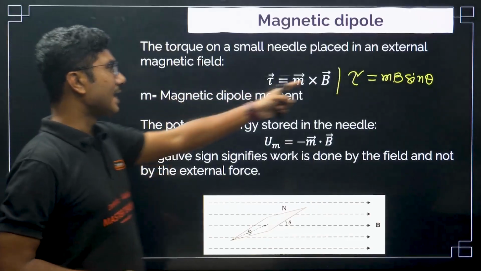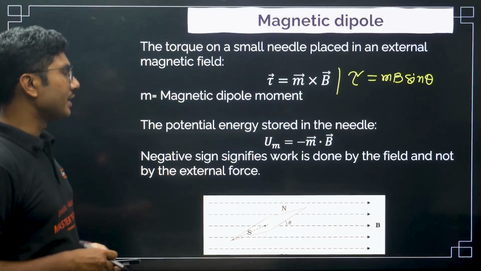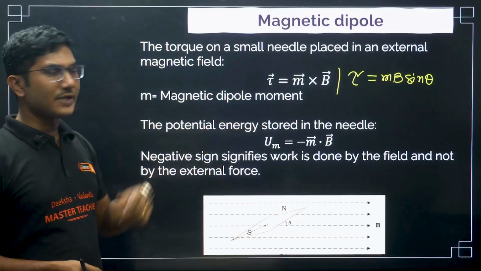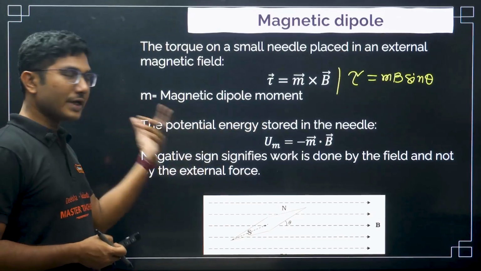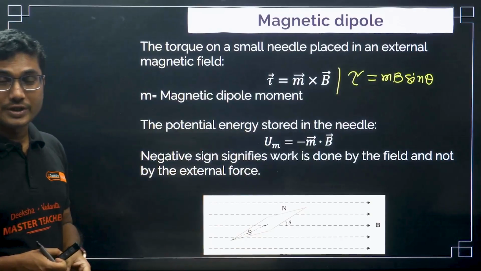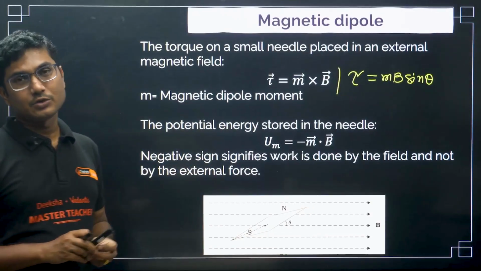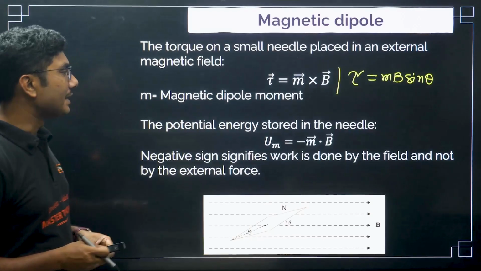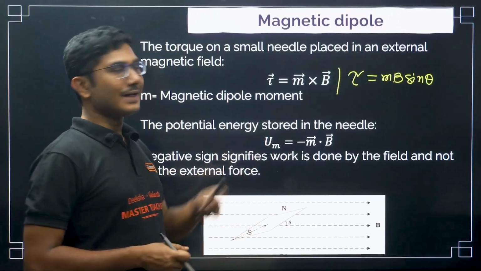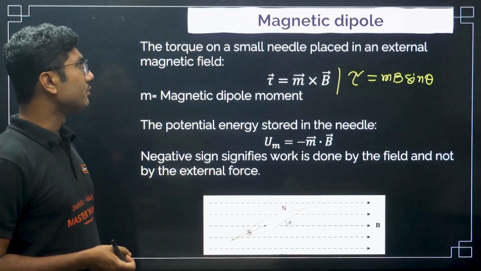Here, m is obviously the magnetic dipole moment. The potential energy stored in the needle is given by minus m dot B, or minus mB cos theta. Again, the negative sign signifies the work done by the external field and not by the external force.